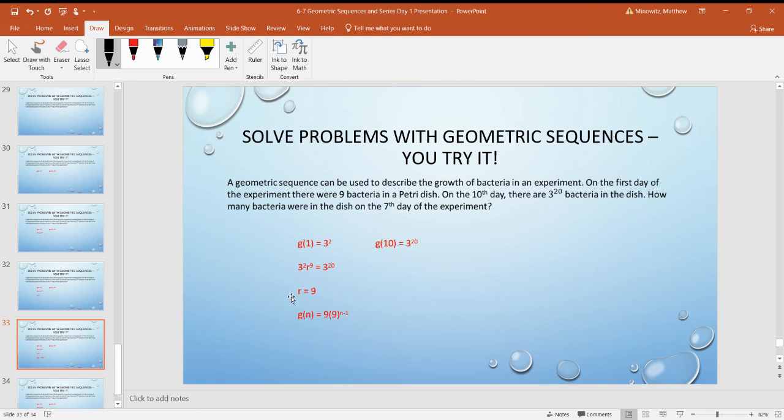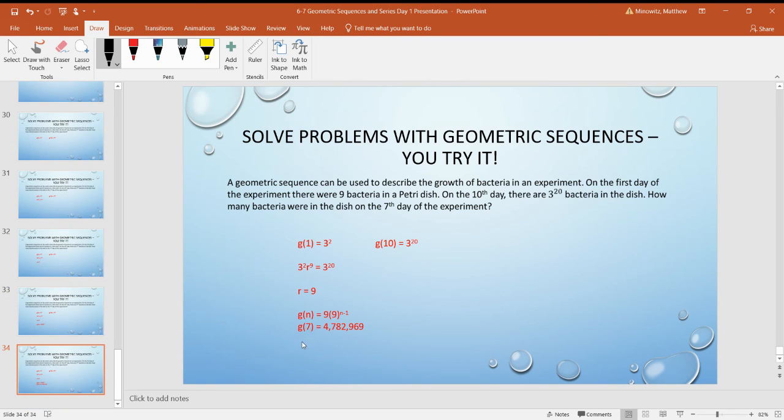So now I have an explicit equation. I start with 9. My multiplier is also 9. That just is coincidence, to the n minus 1. And then it wants me to substitute 7 in to figure out how many bacteria there are on day 7. And I could do that, and I get 4,782,969 bacteria. So this is how we use geometric sequences. We can use this to extrapolate data or figure out how many bacteria there are at each point or each day. And this is our introduction to geometric sequences. Now we know how to write explicit equations and recursive equations.